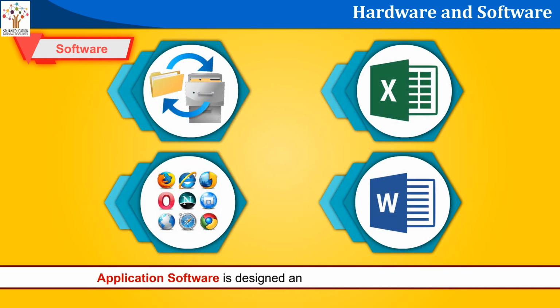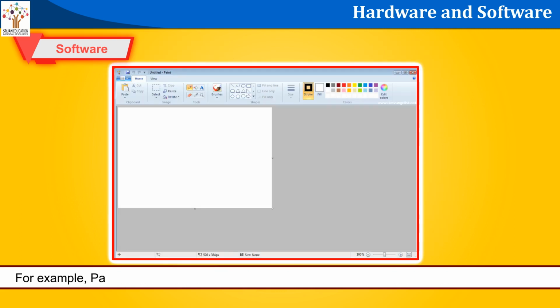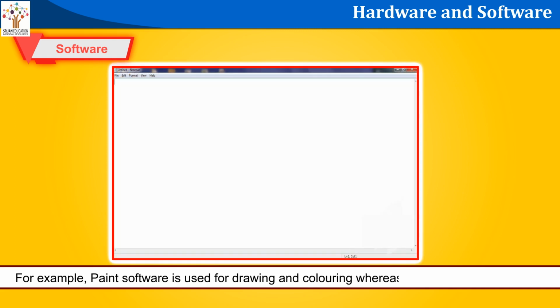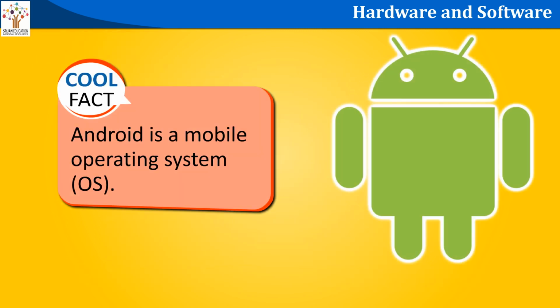Application software is designed and used for a specific purpose. For example, Paint software is used for drawing and coloring, whereas Notepad software is used for typing and editing text. Cool fact: Android is a mobile operating system, OS.